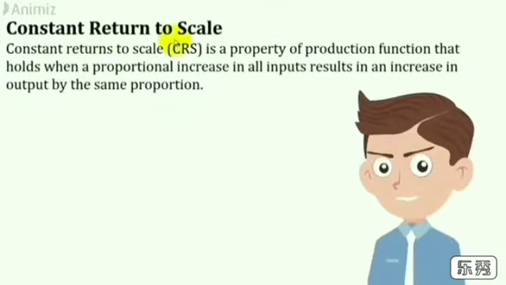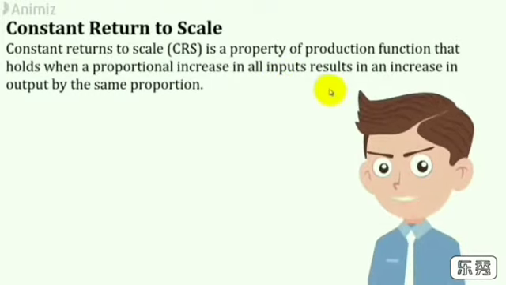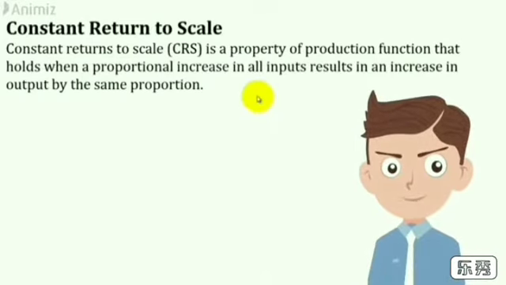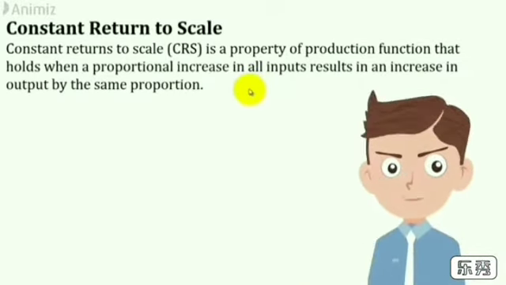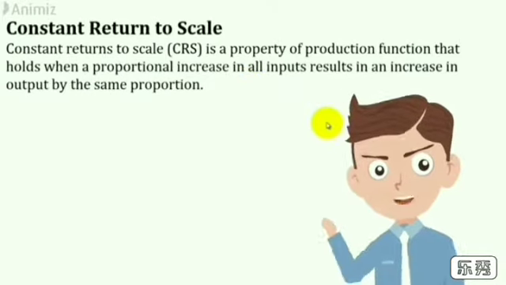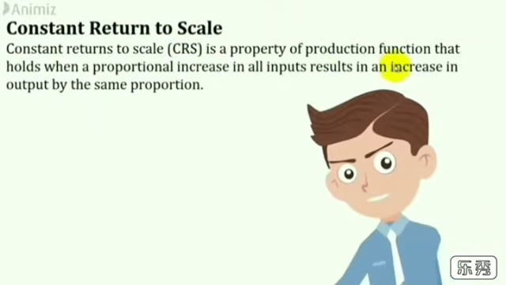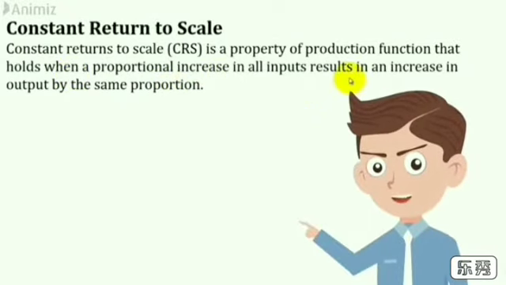The law of returns to scale. The law of returns to scale mentions 3 levels or 3 stages of production: constant returns to scale, increasing returns to scale, and decreasing returns to scale. What is constant returns to scale? Constant returns to scale is a property of a production function that holds when a proportional increase in all inputs results in an increase in output by the same proportion.